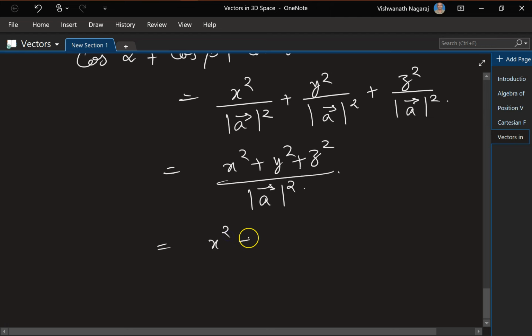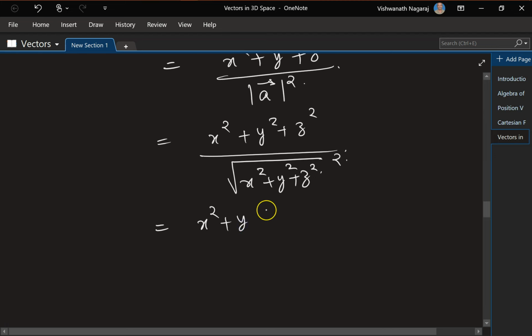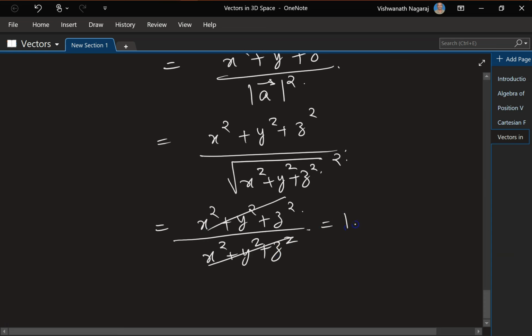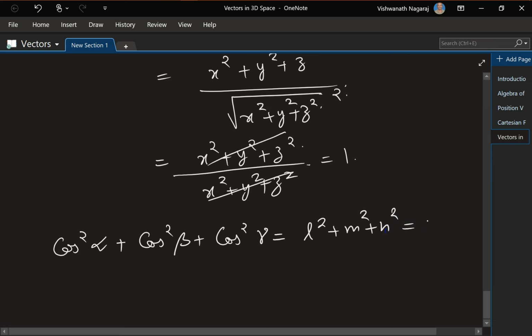Now magnitude of A is what? Magnitude of A is the square root of X square plus Y square plus Z square. Now we can cancel out that square root using the square, so it becomes X square plus Y square plus Z square. So these two get cancelled and we are left with 1, which means that cos square alpha plus cos square beta plus cos square gamma is equal to L square plus M square plus N square is equal to 1.